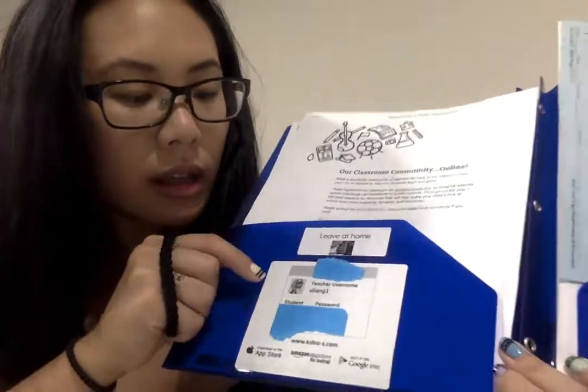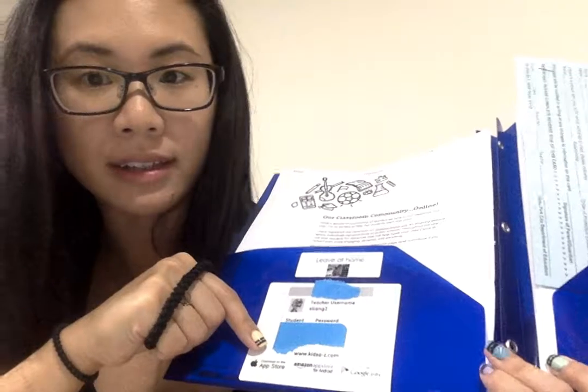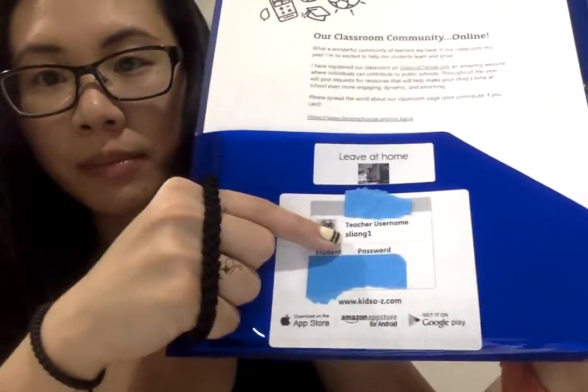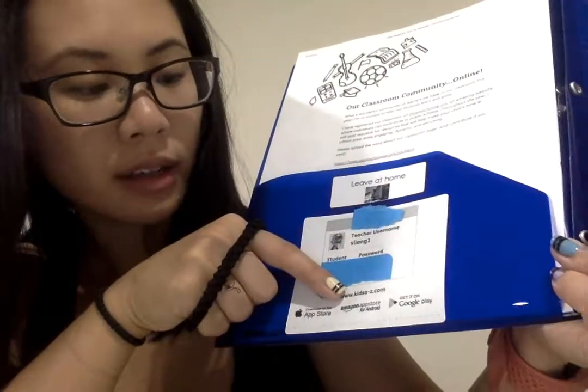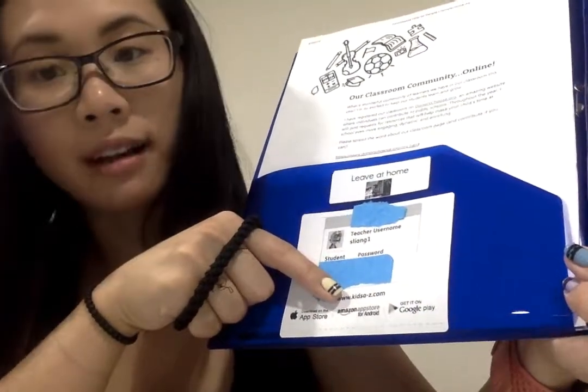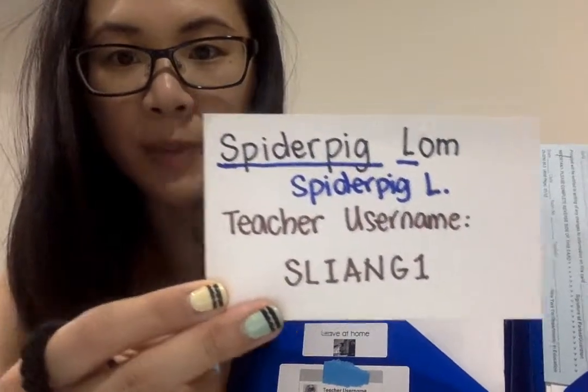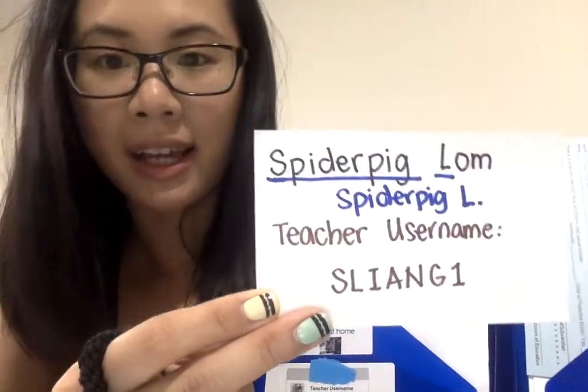On this side where it says leave at home, there's also information for RAZ kids. So your name will be on top, and here is the teacher username. When you go to the website, kidsa-z.com, it will ask you for your teacher username, so put in sliang1. And then for your student, it should be your first name and the first letter of your last name. For example, Spider-Pig Mom will be Spider-Pig L. And then your password is your birthday for the month and the day.